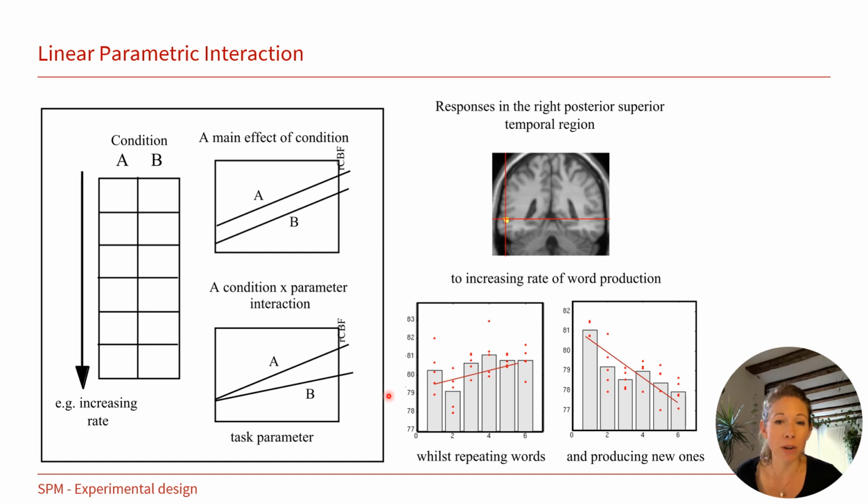And what has been found is indeed an interaction effect in the PSTS region, where the increasing frequency of repeating words led to an increase, while it led to a decrease when it was in the context of producing new ones. So this is just an example for an interaction effect with parametric regressors. We ask whether the effect of a parametric variable is different dependent on the specific context.